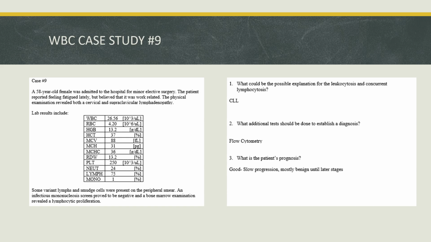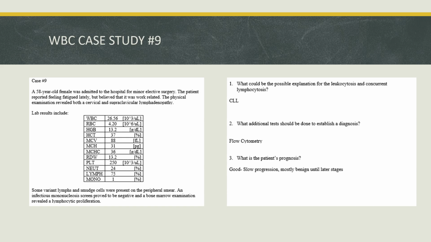Let's see. I don't see any blasts on this. Looks like red blood cells are normal, hemoglobin's normal, hematocrit is normal. Everything looks normal. Platelets look normal. The only thing that I'm really noticing is just that elevation in lymphocyte percentage and the elevated white blood cell count. So what could be the possible explanation for the leukocytosis and concurrent lymphocytosis?